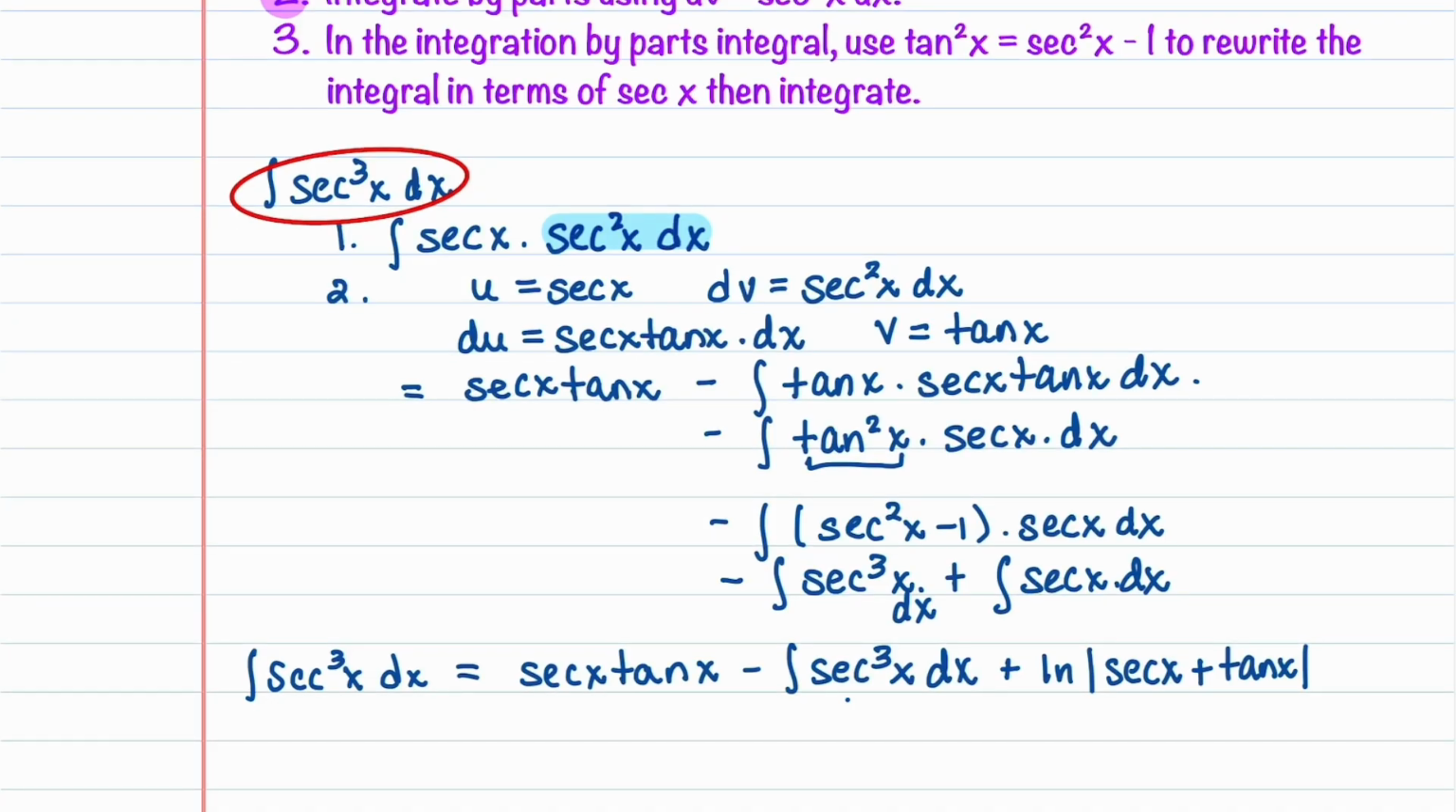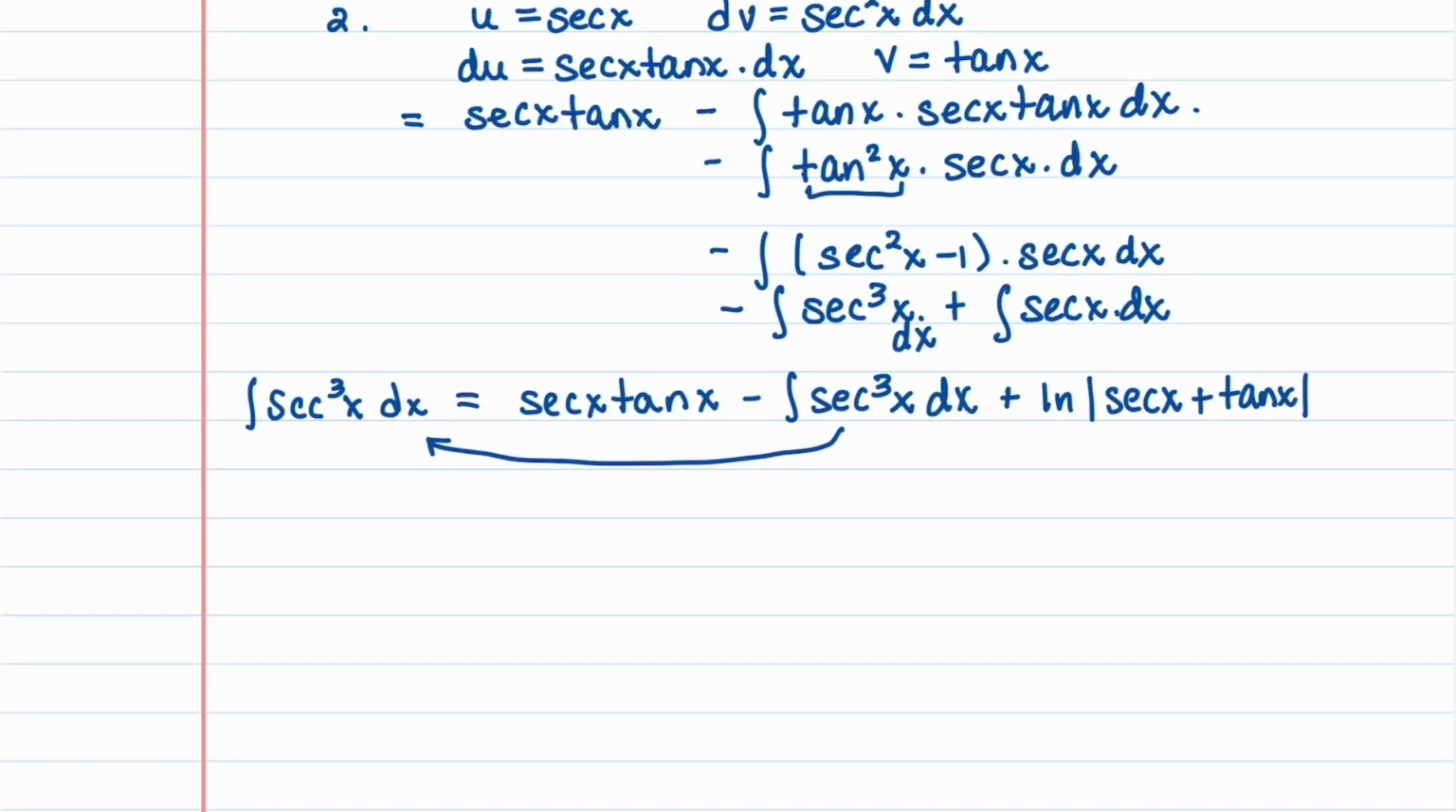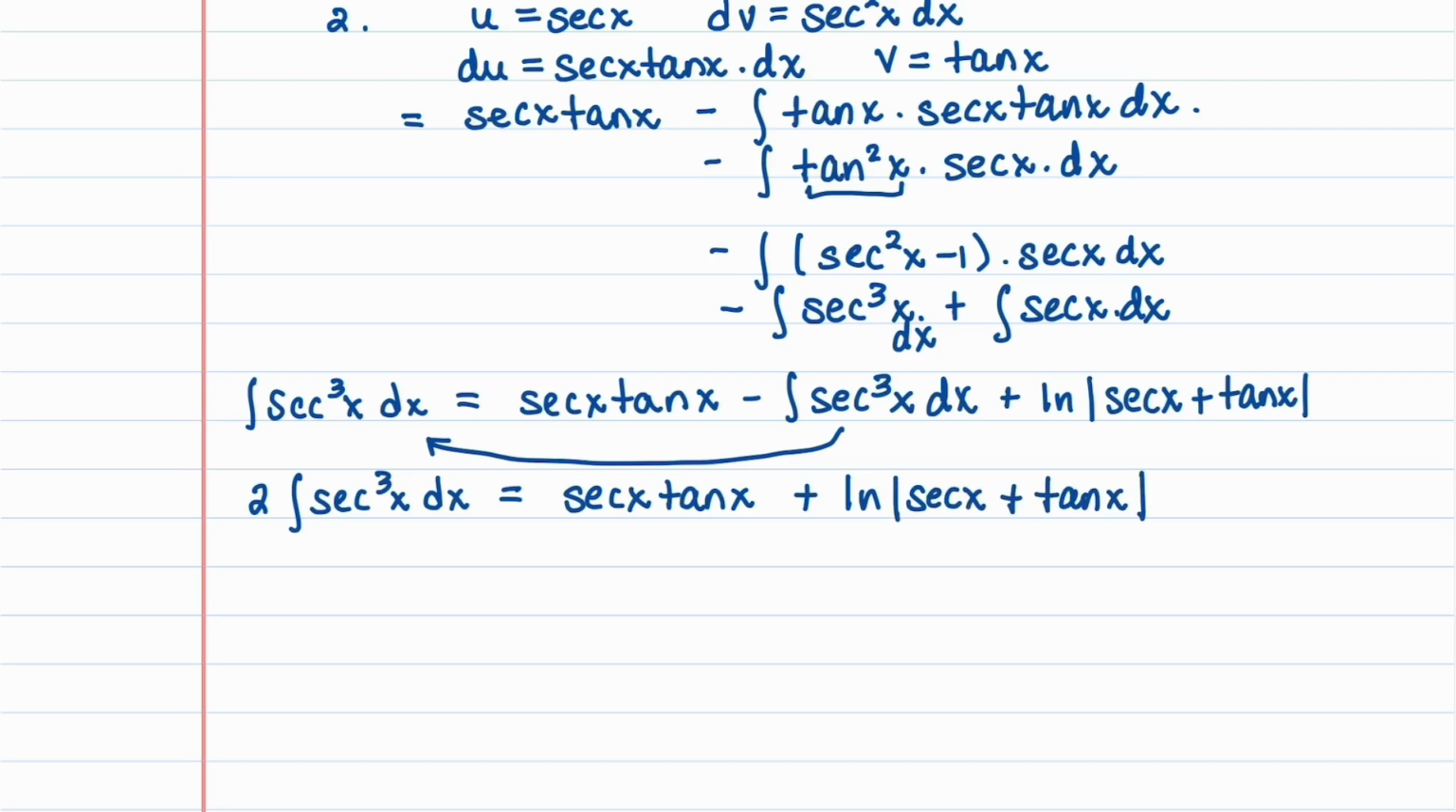We're going to take this integral and combine it with this one. So we have 2 times the integral of secant cubed x dx. And what we have left is our secant x tangent x plus our natural log absolute value of secant x plus tangent x. This is why Calculus 2 is such a hard course.